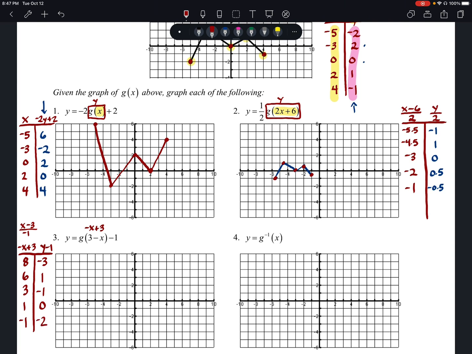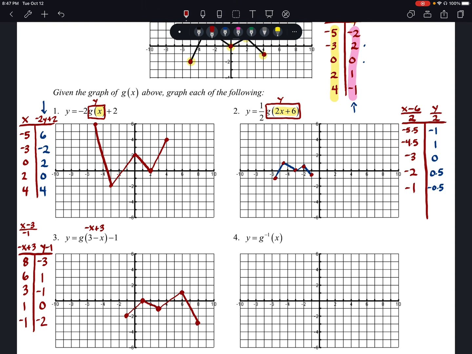And then go ahead and just plot those. So 8, negative 3. We've got 6, positive 1. 3, negative 1. 1, 0. And then negative 1, negative 2. So I'll just go ahead and connect these so you can see what your graph looks like right there. I'll try to bold those a little bit.